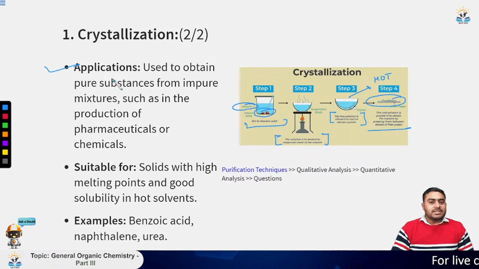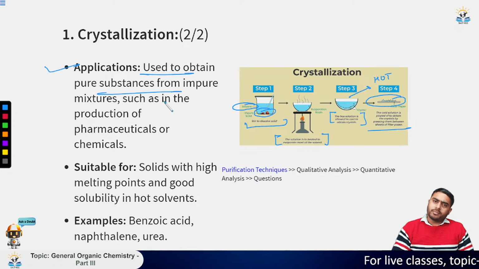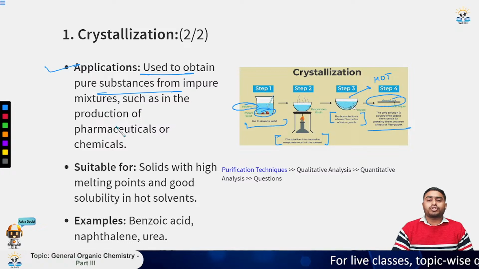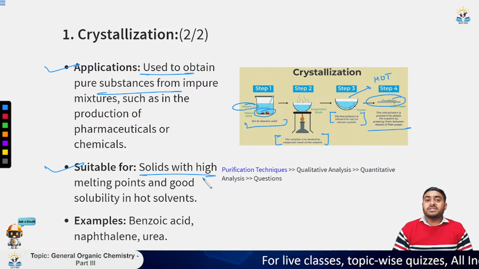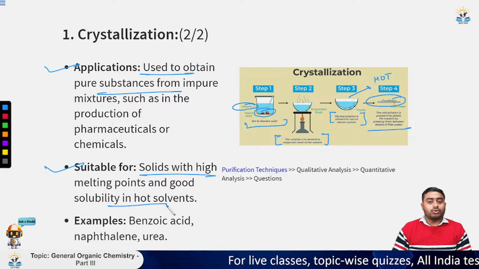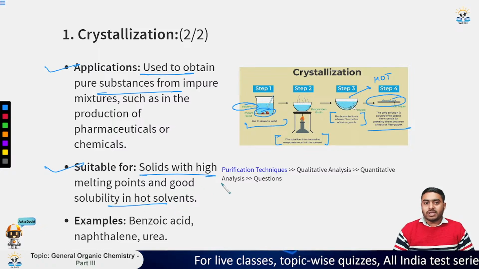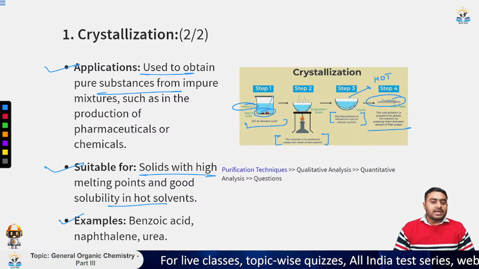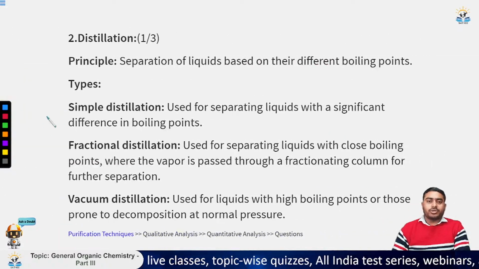So what are the applications of the crystallization process? It is used to obtain pure substances from impure mixtures, such as in the production of pharmaceuticals or chemicals. It is suitable for solids with high melting points and good solubility in hot solvents, because we are heating here. Examples are benzoic acid, naphthalene, and urea.